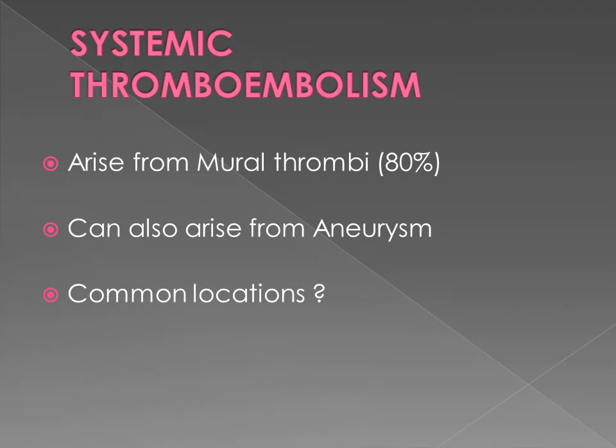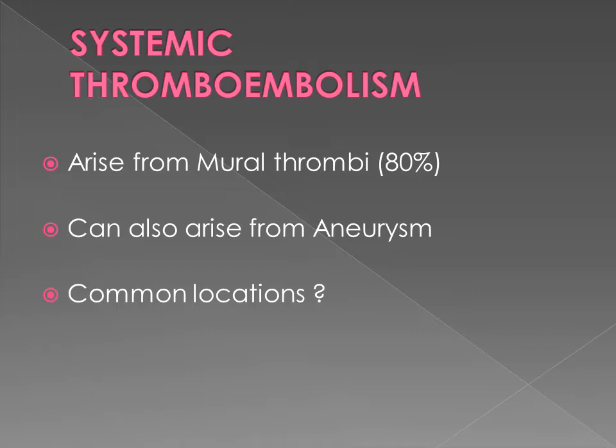The second important form of embolism is systemic thromboembolism. Most of the systemic thromboemboli usually arise from mural thrombi, and these mural thrombi can be associated with infarction of the ventricular wall, or they can be due to atrial fibrillation. Other causes that may result in systemic thromboembolism include aneurysms, which are dilatations of the aorta or other arteries. It can be due to atherosclerotic narrowing, or the atherosclerotic plaques which are present in the blood vessels.